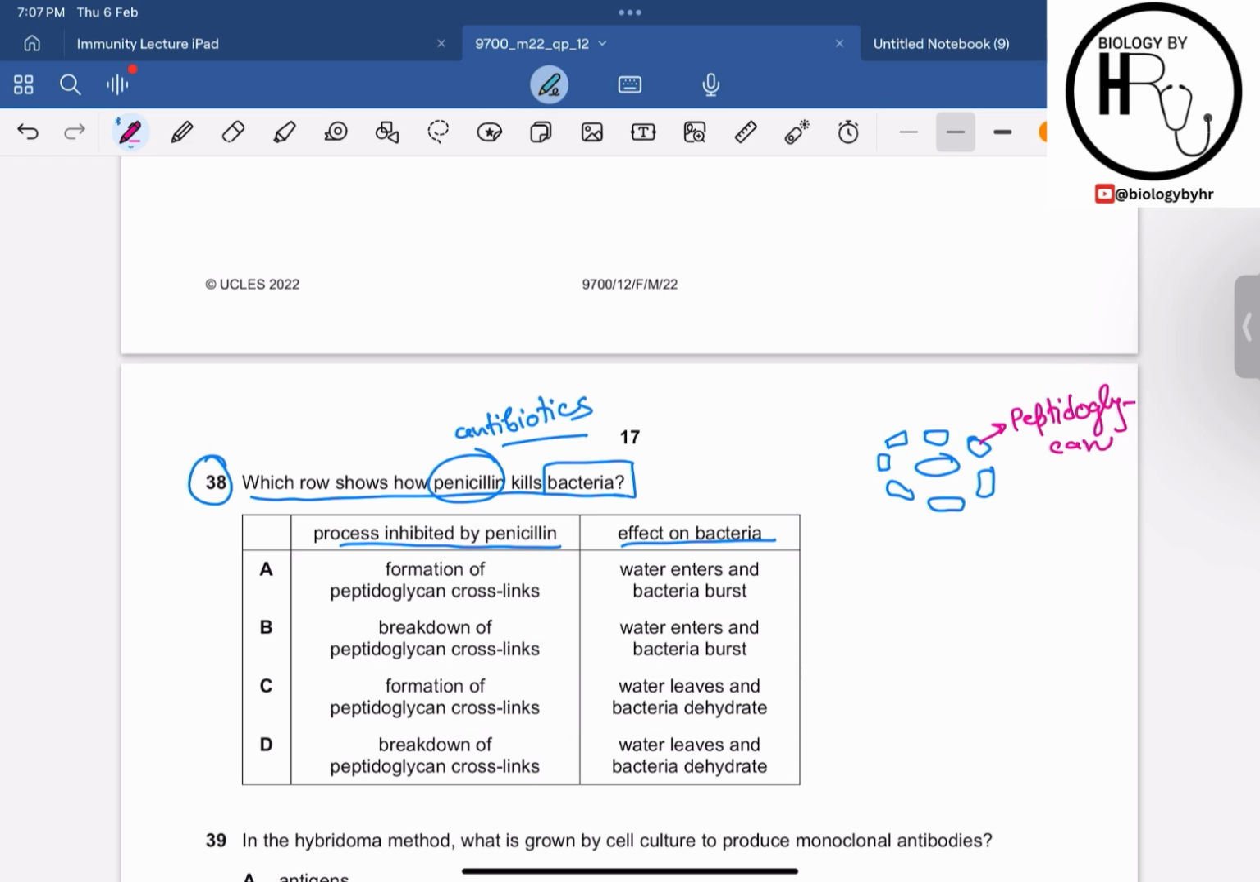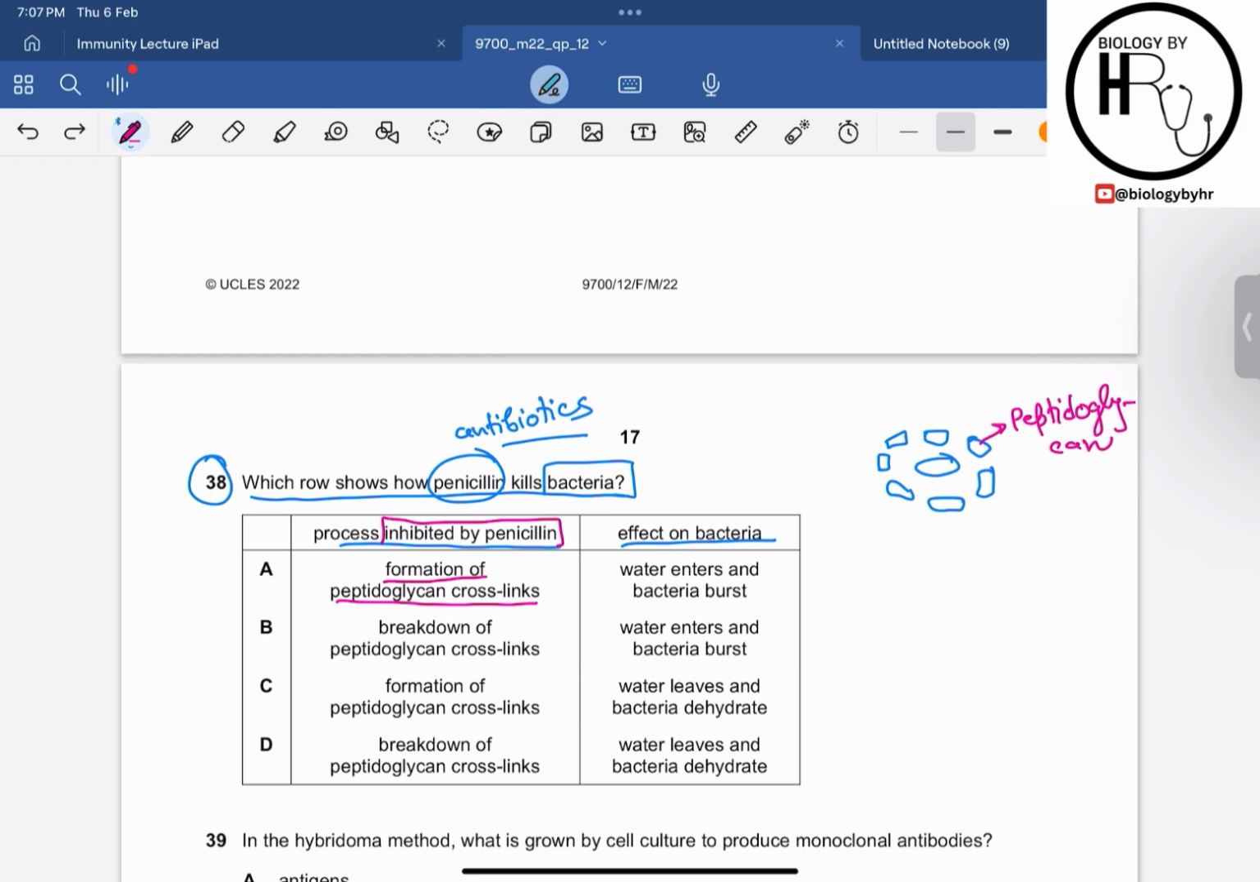So basically the cross links are formed between these peptidoglycan molecules, so that they can link together to form a continuous cell wall of the bacterial cell, right. Now the role of penicillin is that it inhibits the formation of the peptidoglycan crosslinks over here, right. It does not allow them to form.